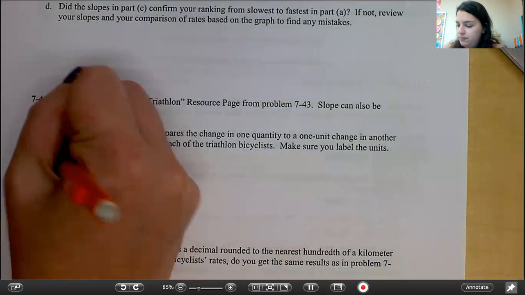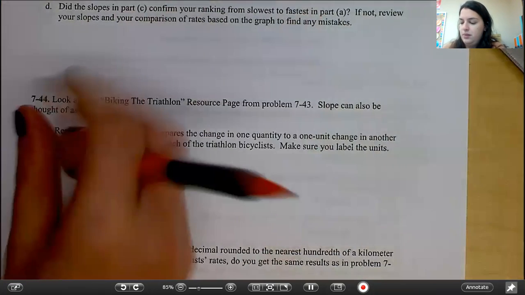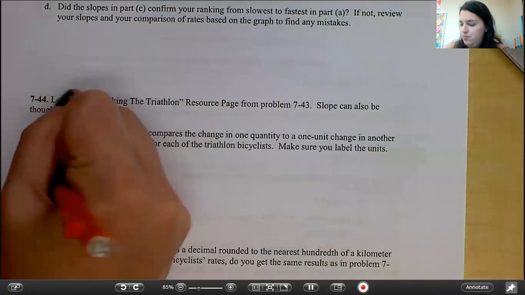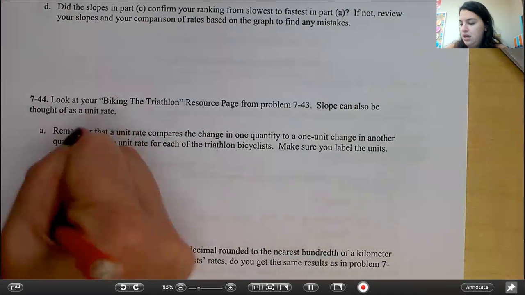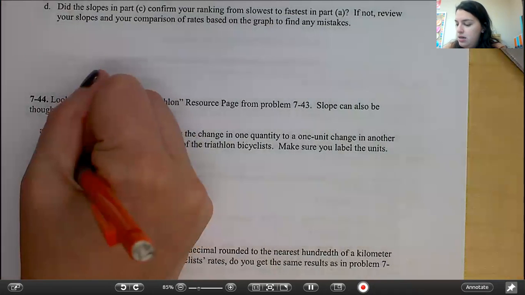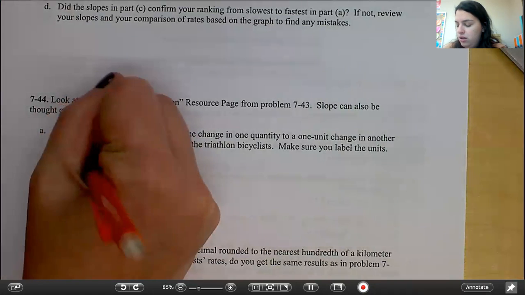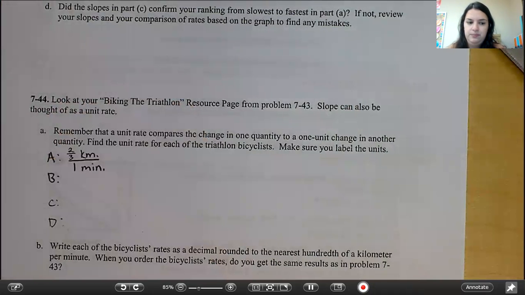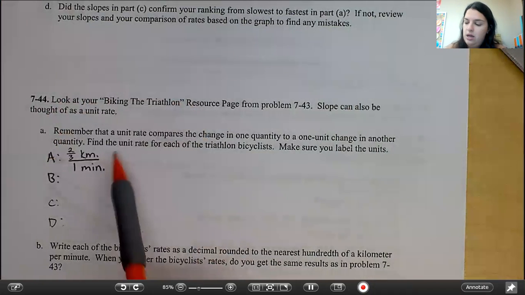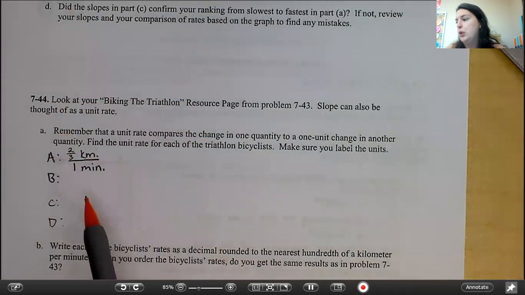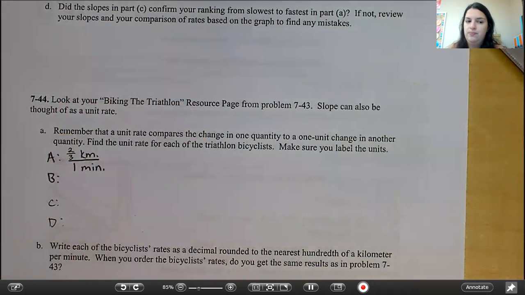So we have line A. So it's actually just bicyclist A. So I'm just going to label them by their letter: A, B, C, and D. I'm only going to do a couple of these with you. So bicyclist A travels 2/3 kilometers for every 1 minute. So this is our unit rate. It tells us how far they're traveling per every 1 minute. Remember, unit rate is always per 1. So I've done the first one with you. I would like you to try B, C, and D on your own.